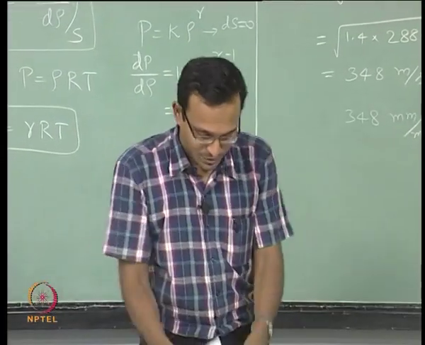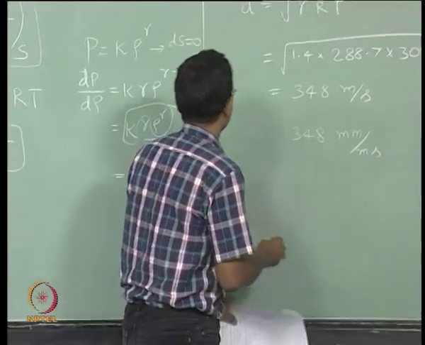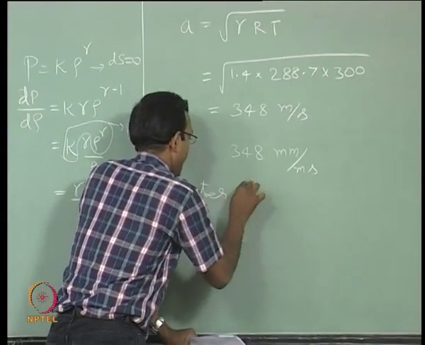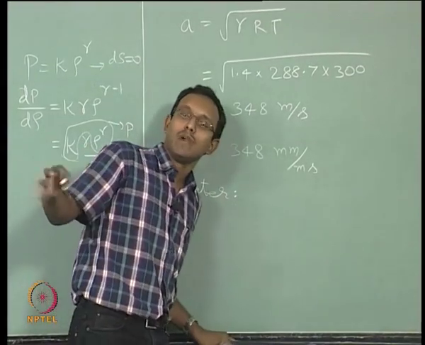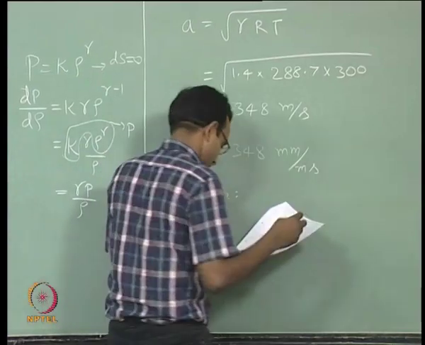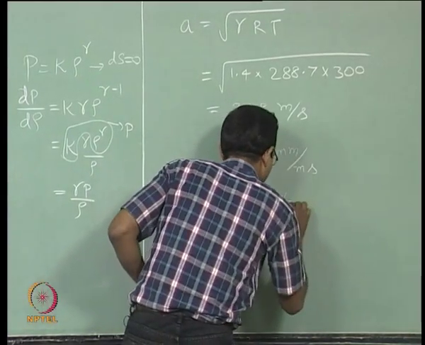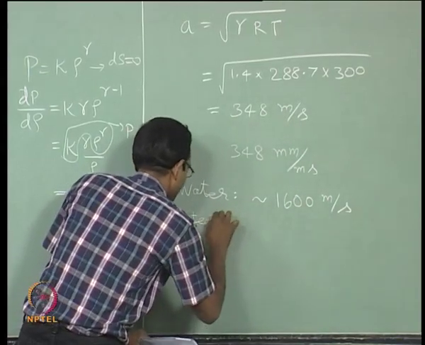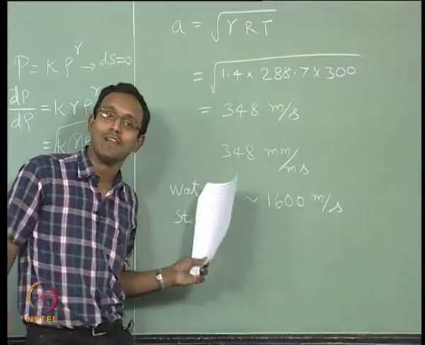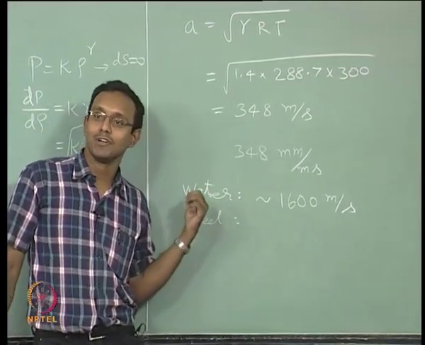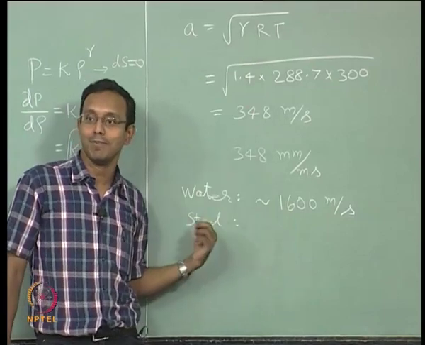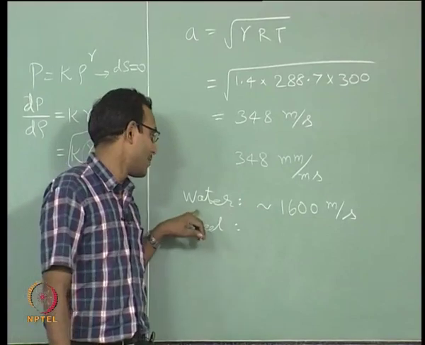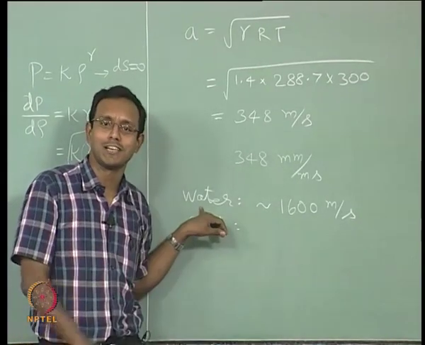Anyways, now for other fluids, say for water, at room temperature, as in 29 degrees Celsius or something, it is going to be approximately 1600 meters per second. In steel, of course, I did not give you formulae for these. This will include much more than just simply gamma RT. It will have this bulk modulus term.